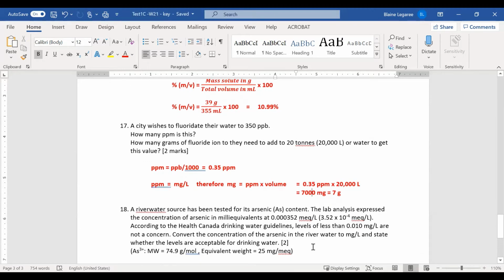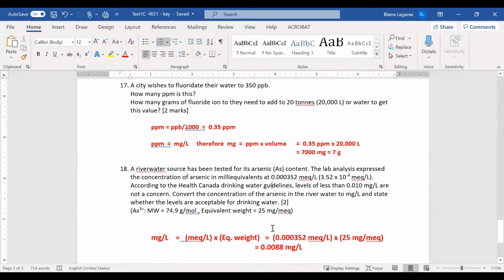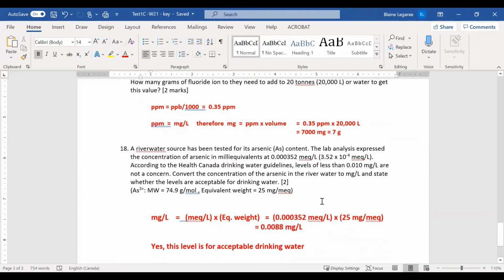Okay, last one is talking about arsenic in water, and the lab analysis came out as milliequivalents. So there's the value there, and we need to convert that to milligrams per liter to see if that is okay with Health Canada. In order to do that, you multiply the milliequivalents per liter times the equivalent weight, and our final answer is 0.008 milligrams per liter. So that is a little bit less than 0.01 milligrams per liter, which means yes, the water is acceptable for drinking.